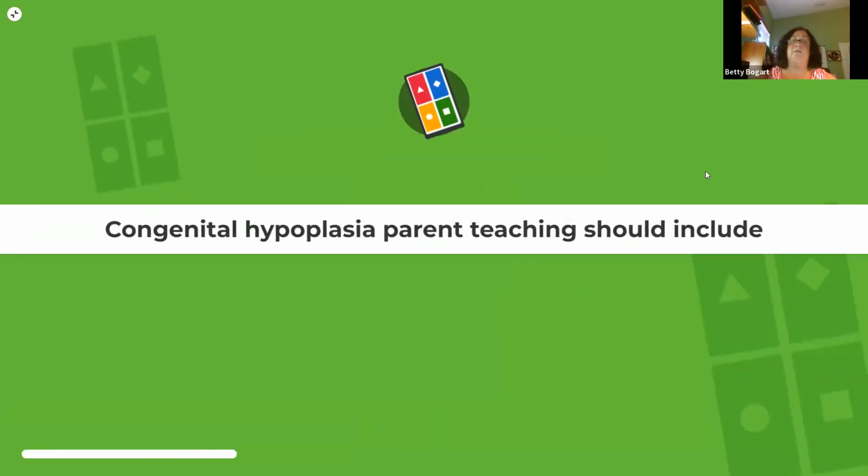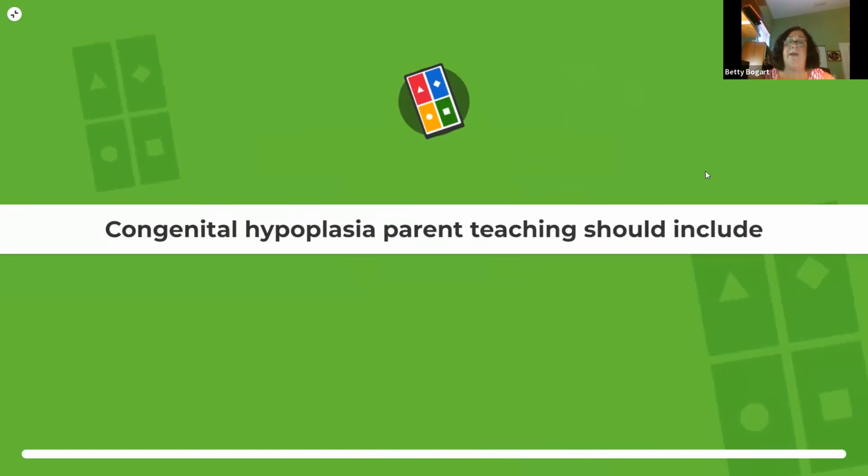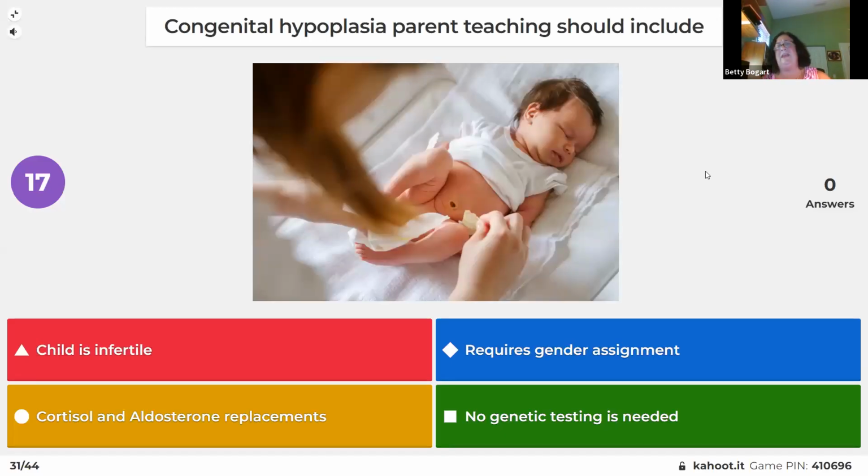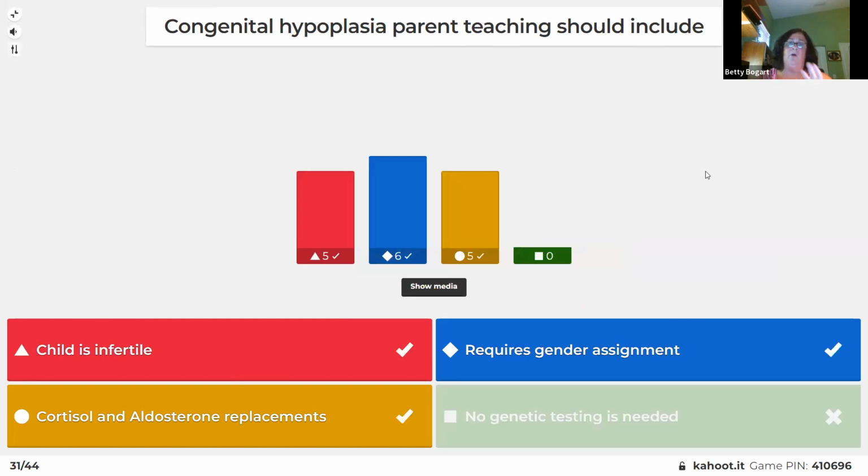A multi-select. Congenital hypoplasia, parent teaching should include. Well, again, the pituitary gland talks about gender assignment on children, boys or girls. Now, I've seen babies born with a vagina and testicles. I have seen a penis and a vagina. So it's the body doesn't know if it's a boy or a girl, okay? Number one, there are no complete body parts. Therefore, this child will be infertile forever.